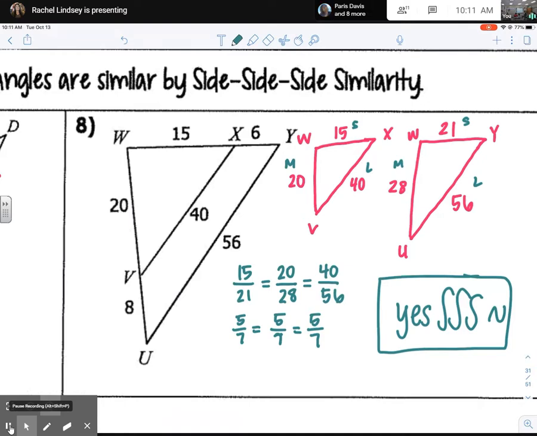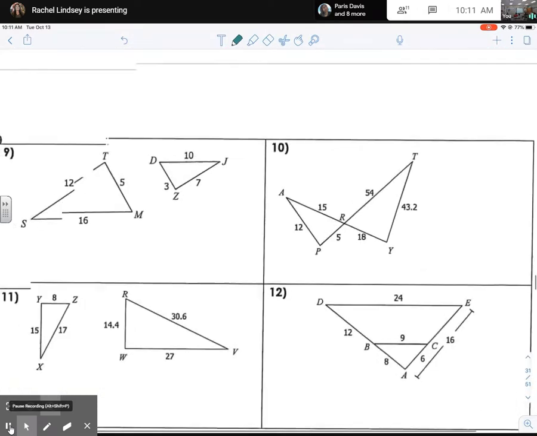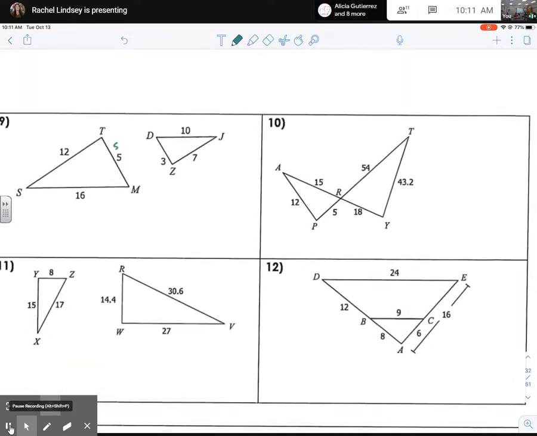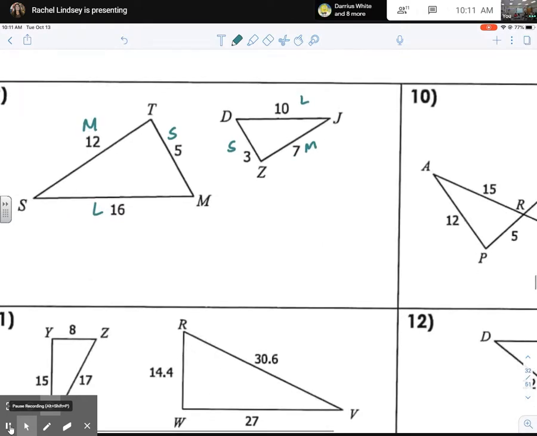Okay, so number 9, we're going to set that up small, medium, large. So small, medium, large, small, medium, large. So 5 over 3. That doesn't reduce, so it's still 5 over 3. Then medium over medium, 12 over 7. Does 12 over 7 reduce at all? No. So are those two triangles similar? No.